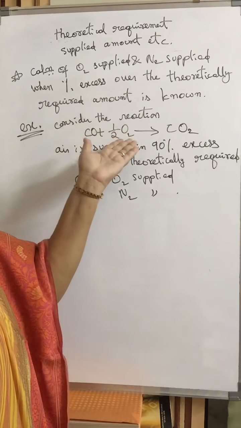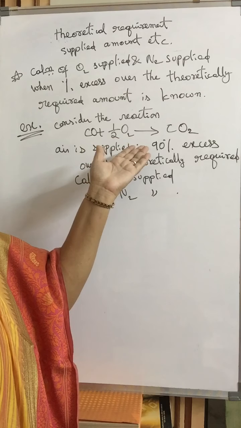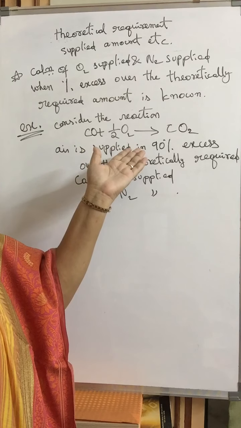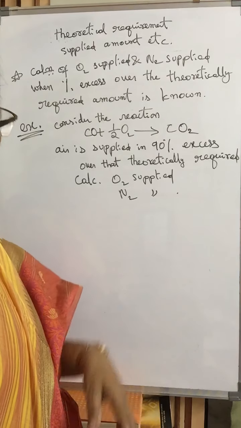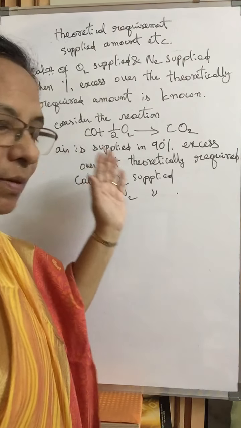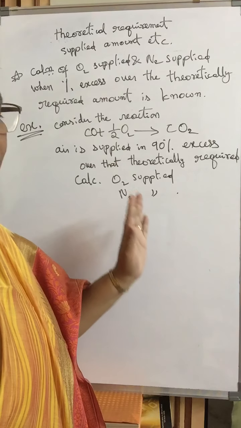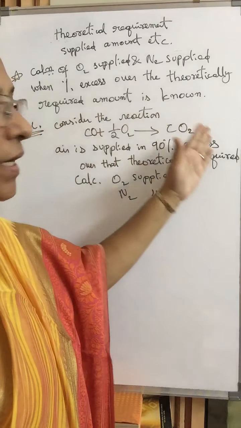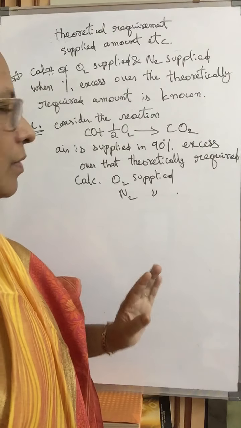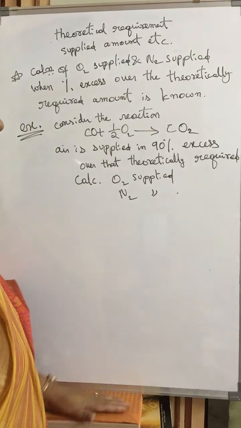when we supply air, what happens? 21% only is oxygen, 79% is what? Nitrogen. That means unnecessarily we are supplying nitrogen also, where this nitrogen will not be utilized anywhere. That will simply be leaving as it is. But many operations supply air.